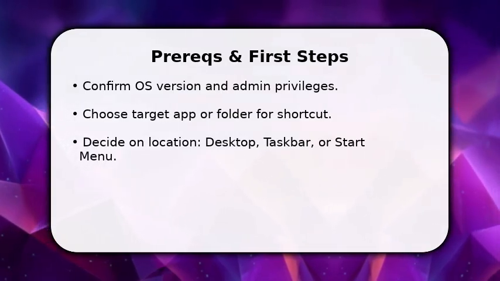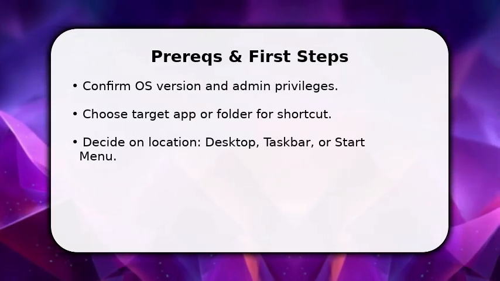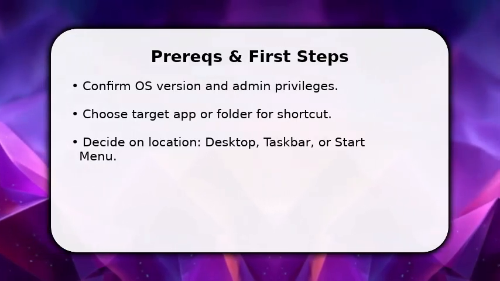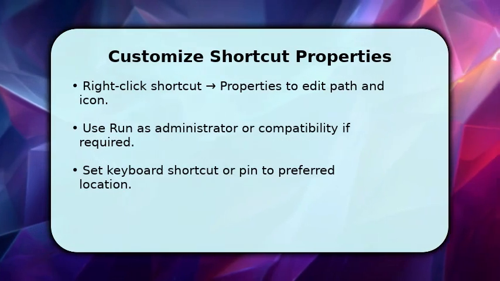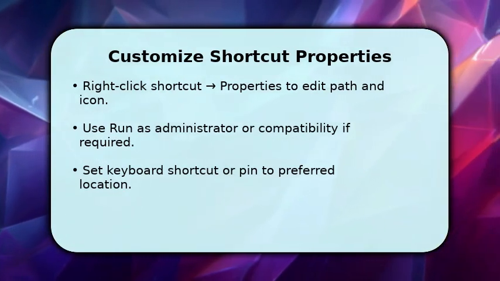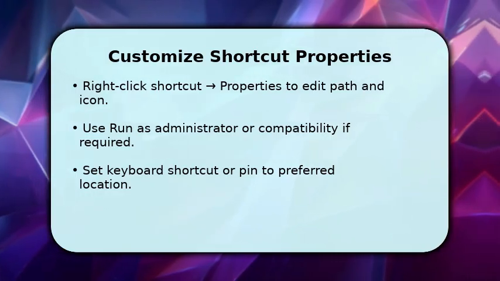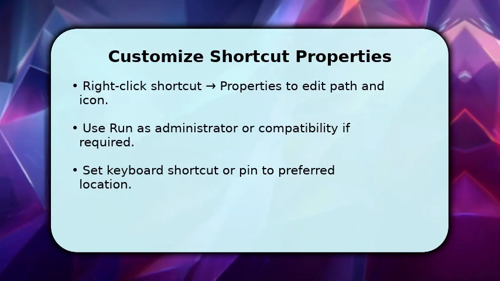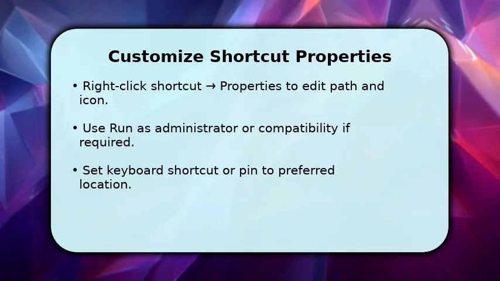Now create the initial shortcut using right-click or a drag method so you can refine properties in the next step. Once the basic shortcut exists, you open Properties to edit the target path and change the icon for quick recognition. This is how you tailor it to your workflow. If the app needs elevated rights, set Run as administrator or adjust compatibility settings, which prevents runtime errors.